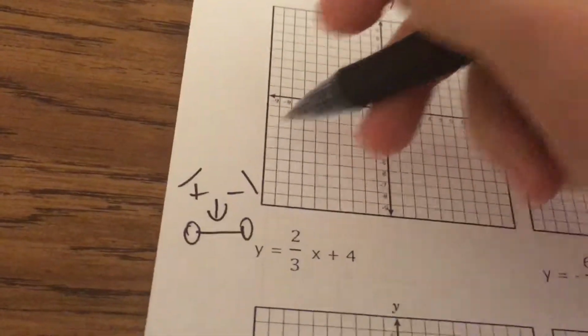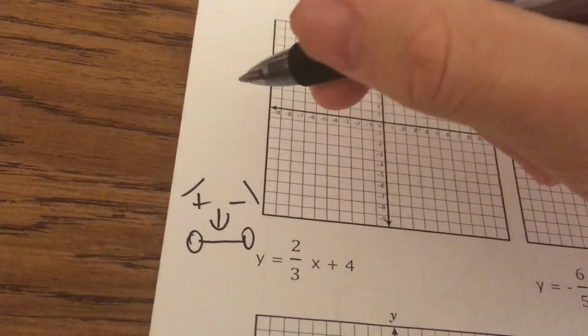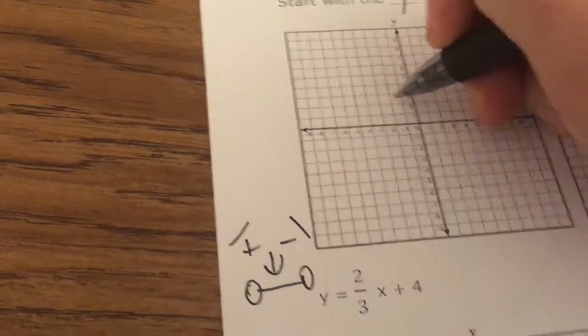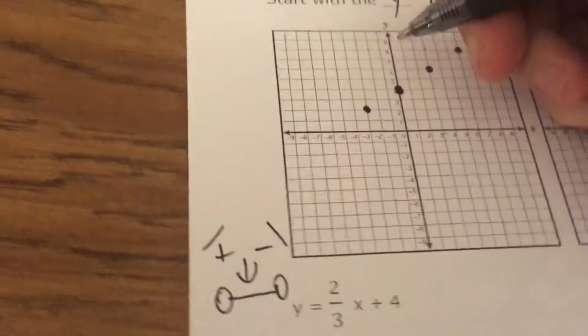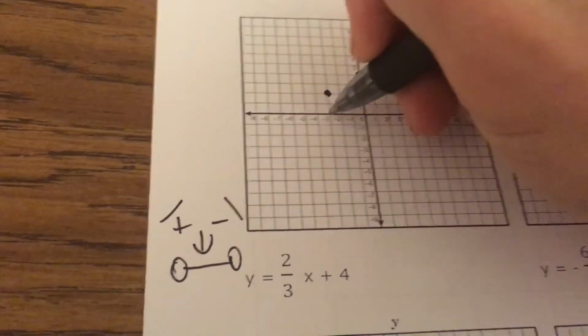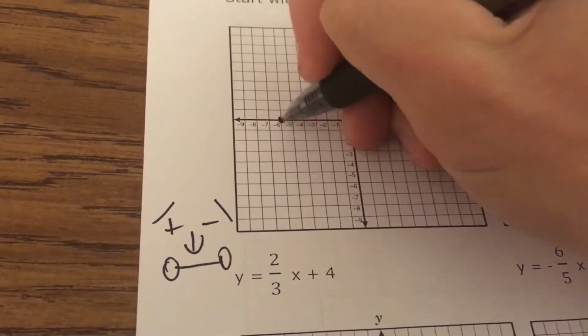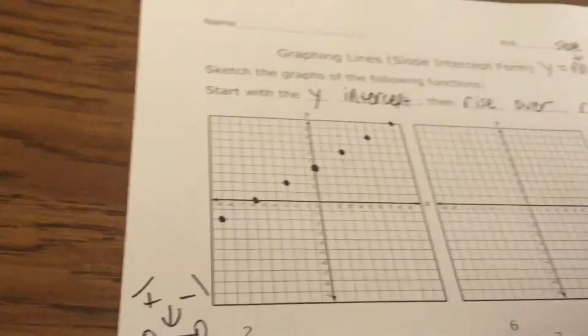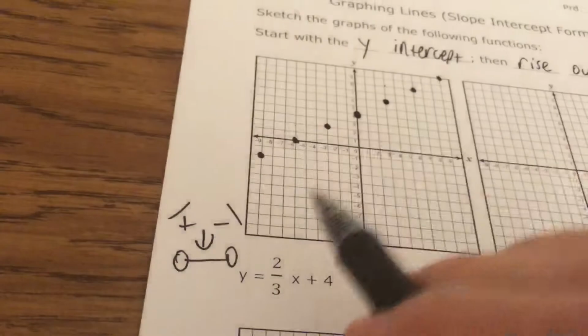And then come down here. And you can be going the same direction if you go down and left. So that's what we're going to do. We're going to go down 2, left 3. That is still a positive slope. Down 2, left 3, down 2, left 3. There you go. And then we're going to connect and we're going to draw the lines.